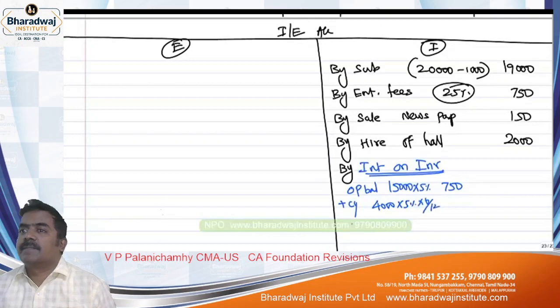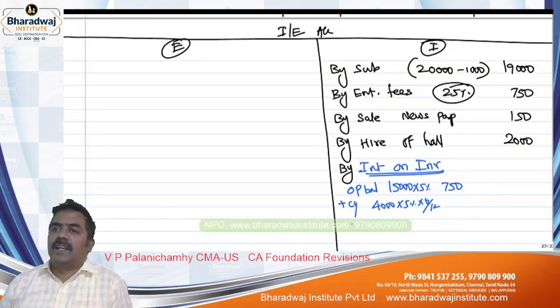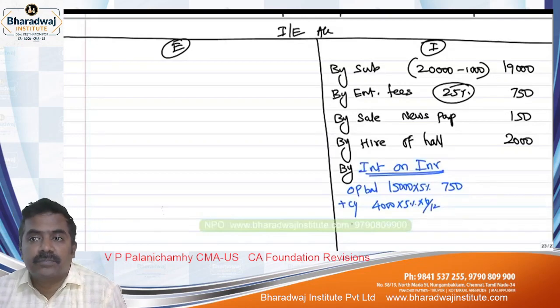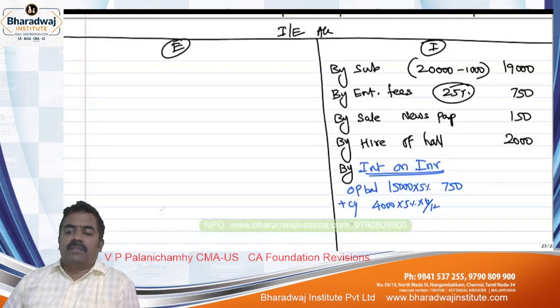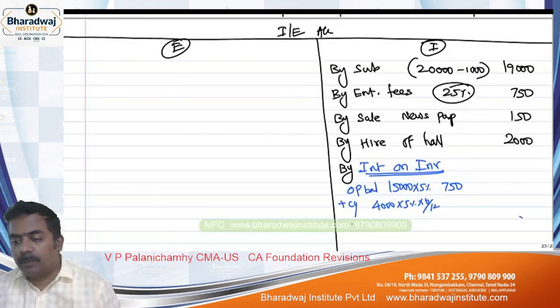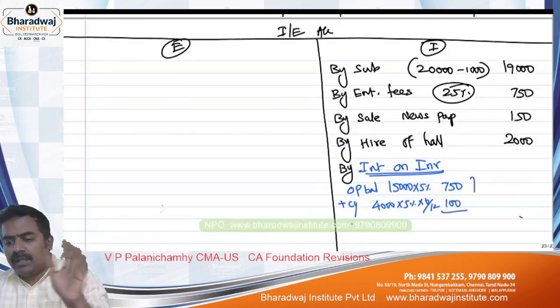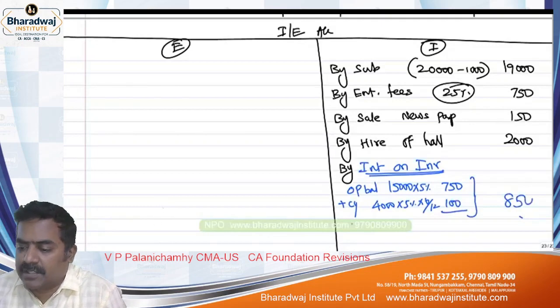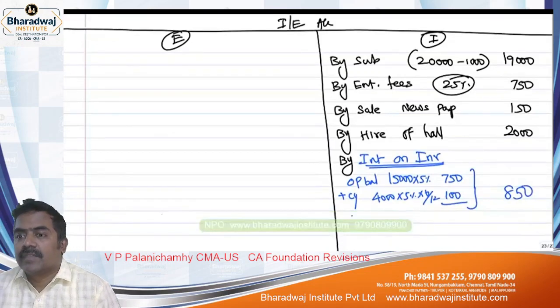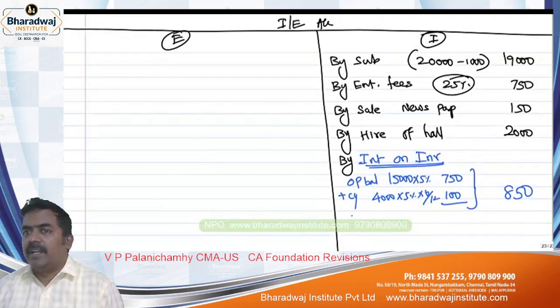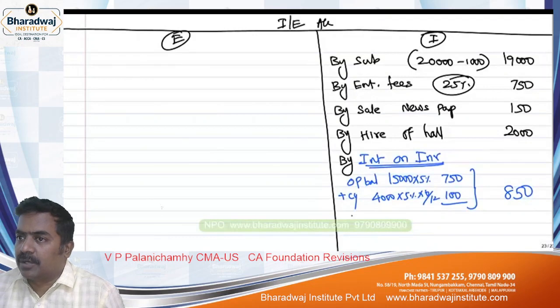Why 6 months? Look at the payment side, when was the investment purchased? 1st July. So from 1st July till the end of the year only 6 months will come. Opening balance, whole year interest. Current year purchase, for 6 months 850 will come. But look at the receipt side, how much interest is there? 800. So the remaining will come as accrued interest, shown on the asset side.